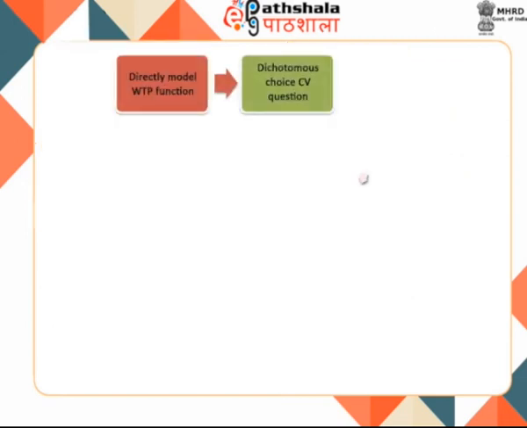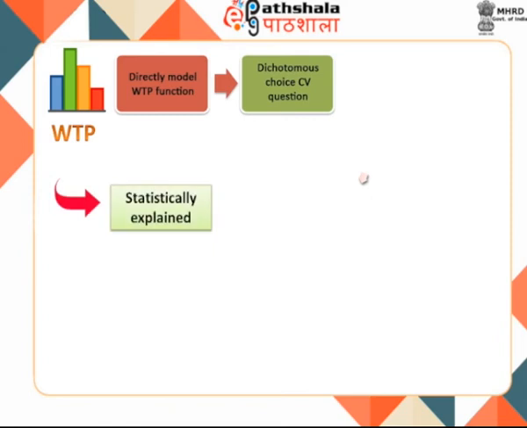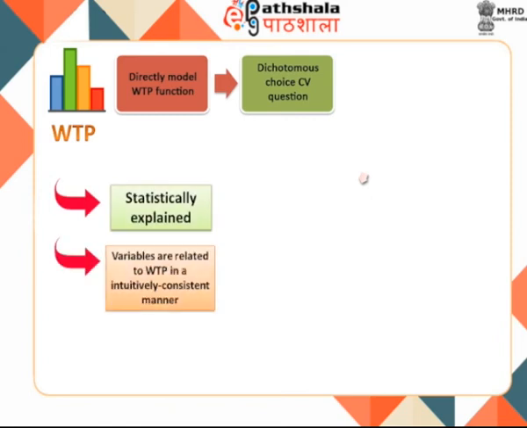A bid function is a regression equation which relates WTP to those variables thought likely to influence it. The intention is to see how much of the variation in WTP can be statistically explained and to see whether variables are related to WTP in an intuitively consistent manner. These methods directly model the WTP function for a dichotomous choice CV question.